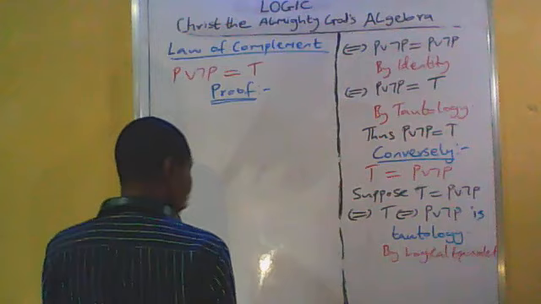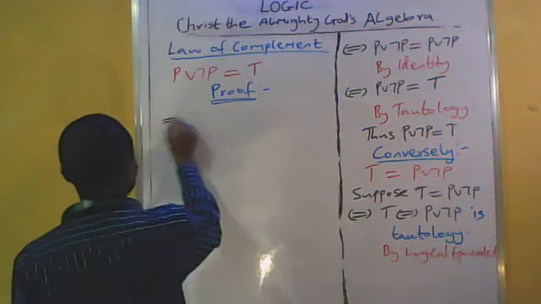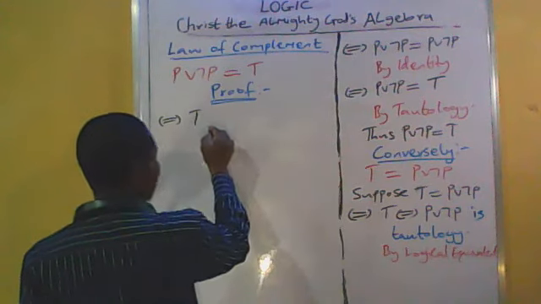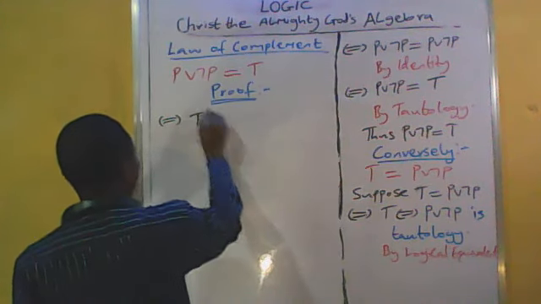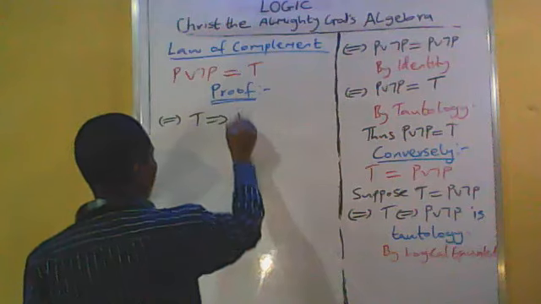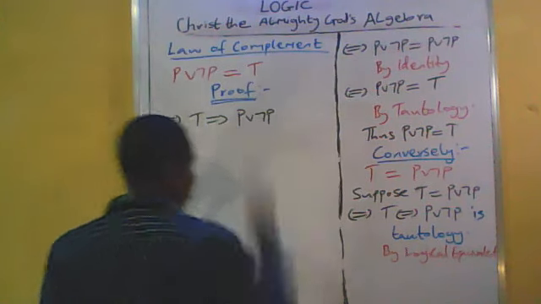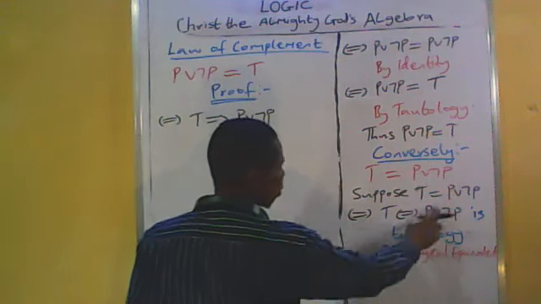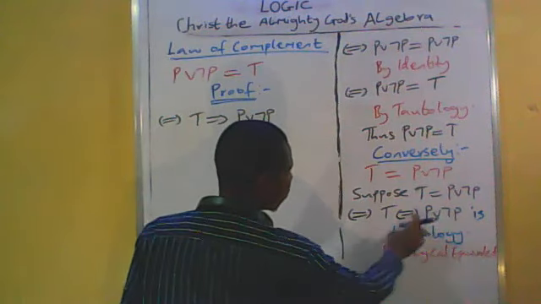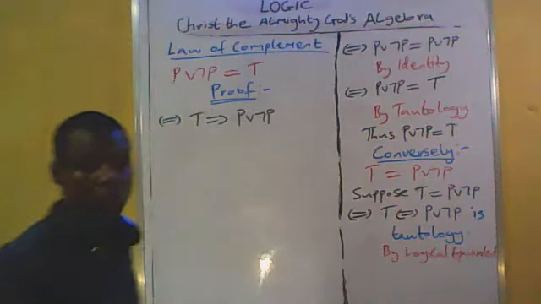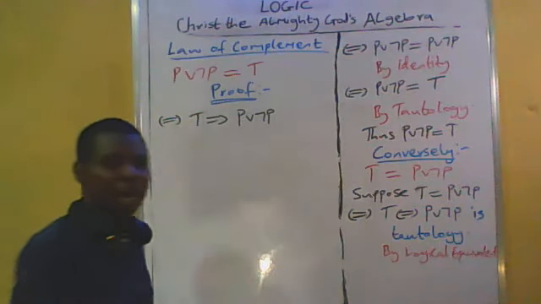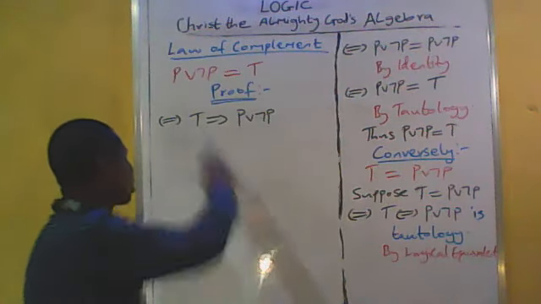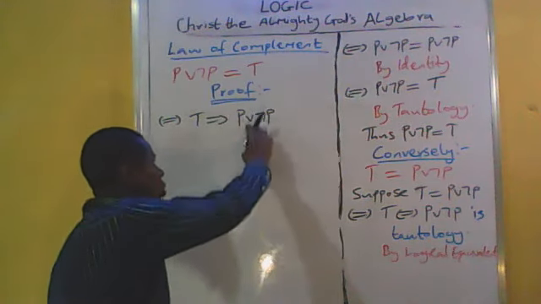So if and only if T implies P or not P. Now, because T if and only if P or not P is a tautology, we can also transform it to conditional statements and it will still preserve tautology. That's why I say that it is T implies P or not P.